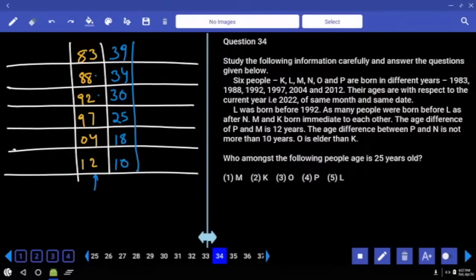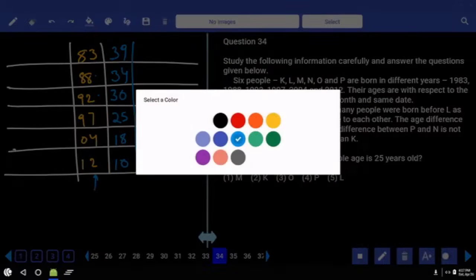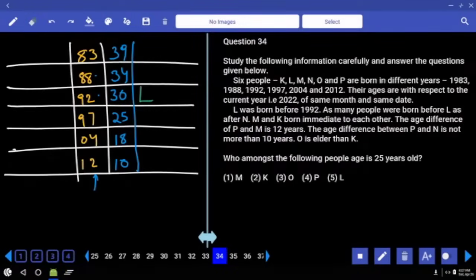Once you have written all these in an ascending order, then L was born in the year 1992, definite information given. L 1992, that is fixed. As many before L as after N. Before L, how many people? There are 2 people. After N, how many people? There are 2 people.